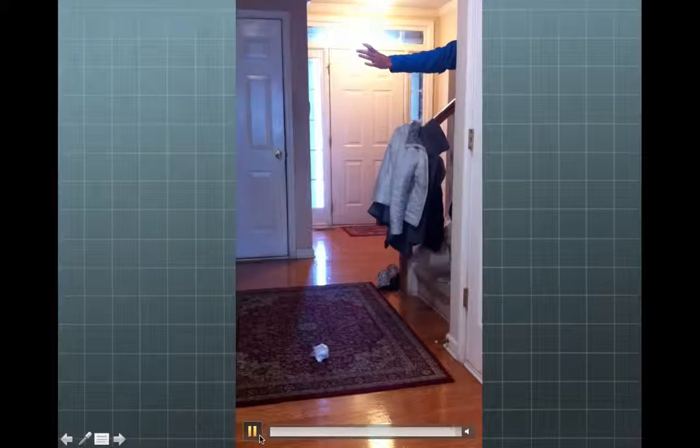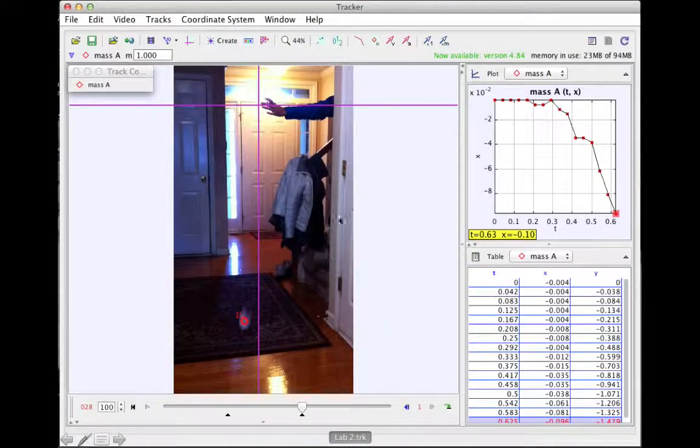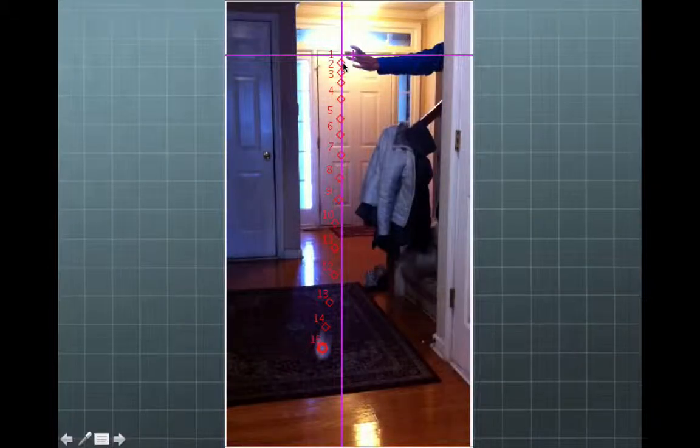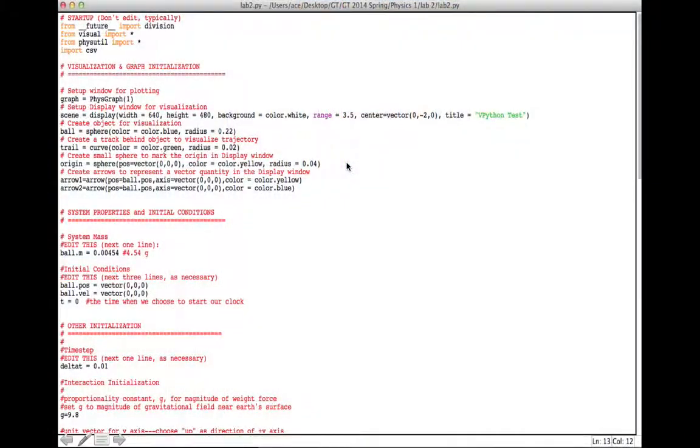Here is a paper ball falling from a known height. I uploaded that video to Tracker, set some constraints, and set the axes to where the ball was dropped. Right here, I also found the point mass of the ball. From the Tracker data, I uploaded it to Python and created a computational model.